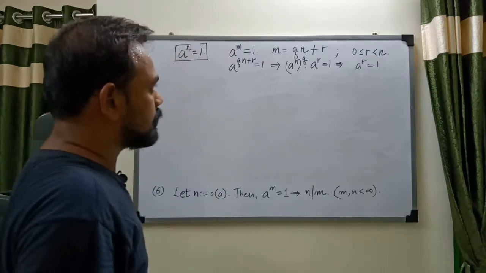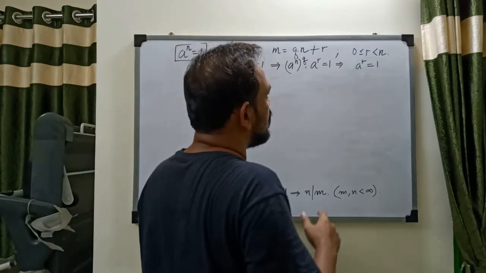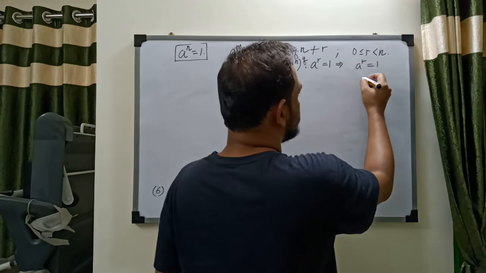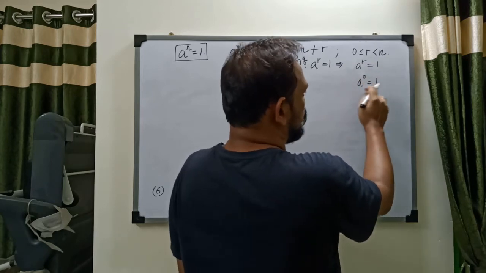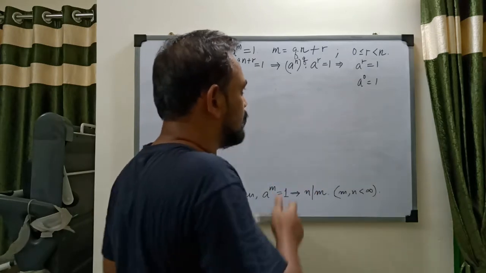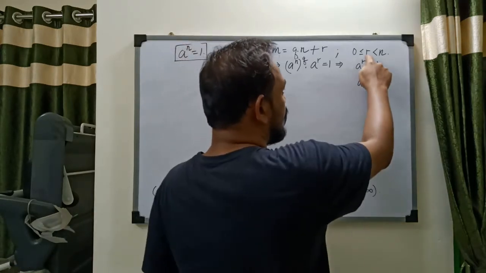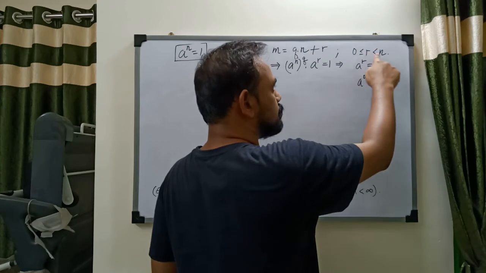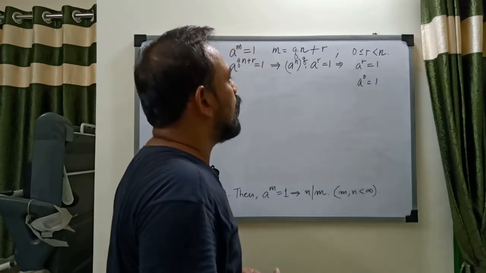But there is a problem. The problem is that if r is 0, then we know it is 1, because that's how we have defined it, just in the previous board. So r can be 0 here. It can start from 0 and go up to n minus 1.